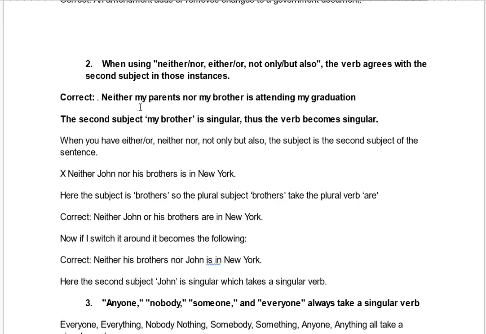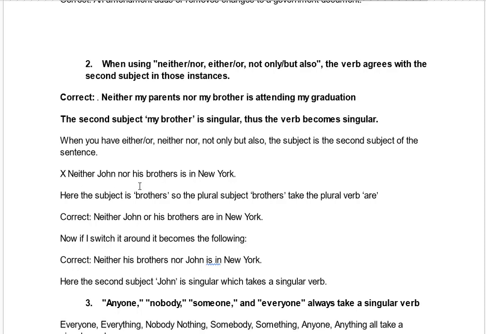Example: neither my parents nor my brother is attending my graduation. So here, my brother is the second subject. My brother, a singular subject, takes a singular verb. The second subject, my brother, is singular, thus the verb becomes singular.